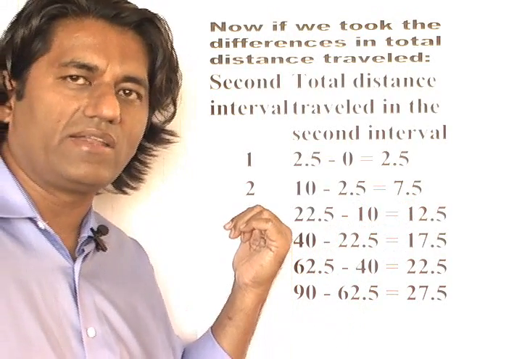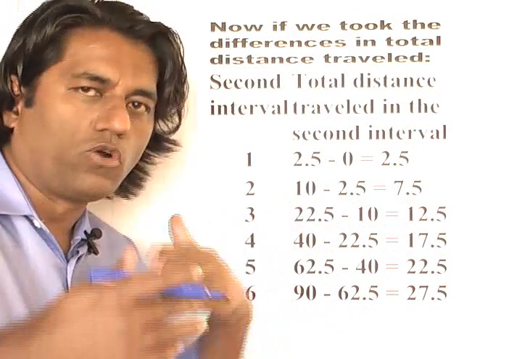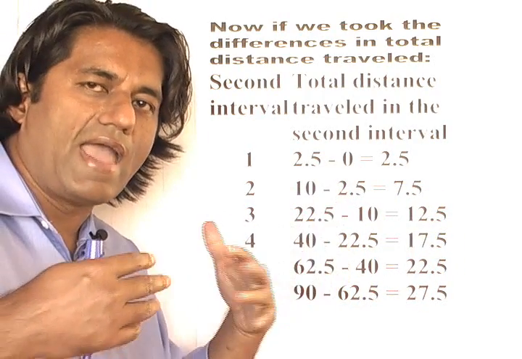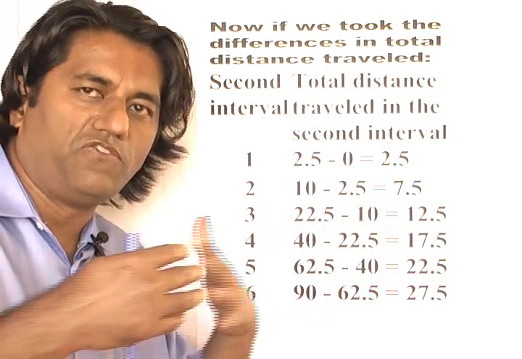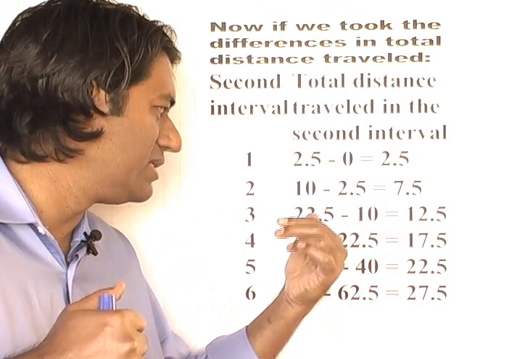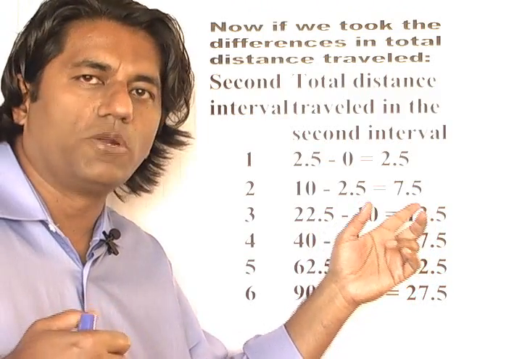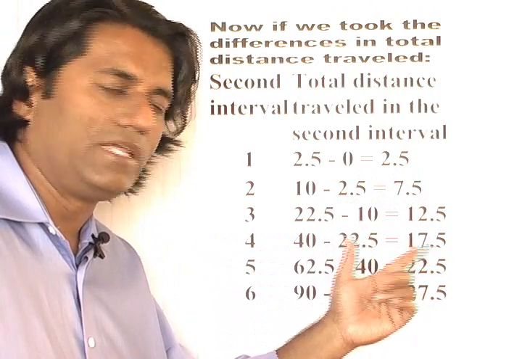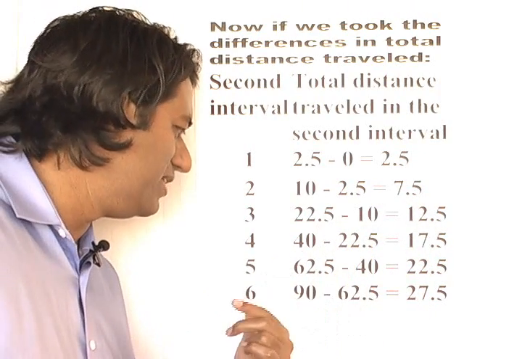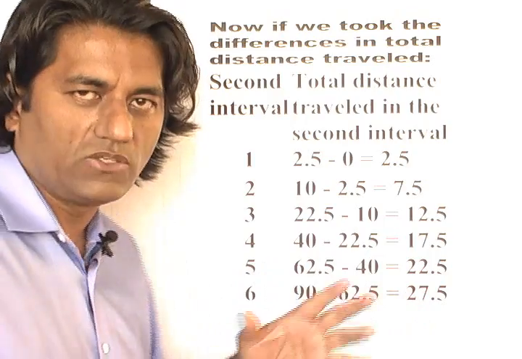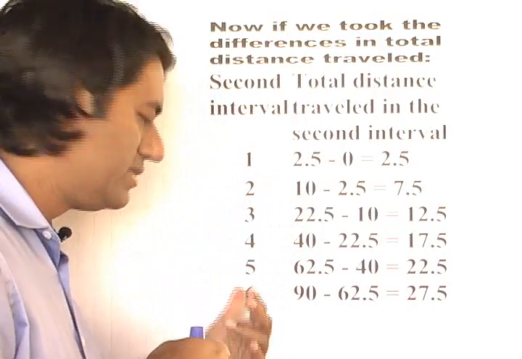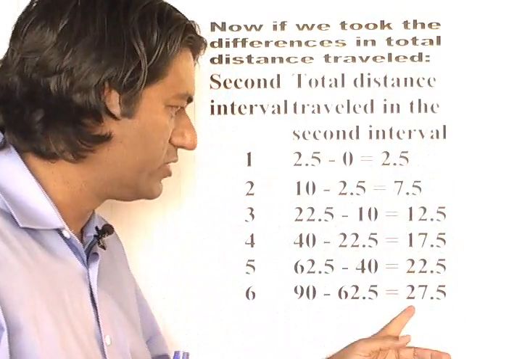In the third second time interval, the total distance after 3 seconds is 22.5, out of which 10 was traveled in the first 2 seconds. So in the third second time interval, 22.5 minus 10 is going to be 12.5. And similarly, in the fourth second, it was going to be 17.5, in the fifth second 22.5, and then the sixth second 27.5. Okay, so these are the different distances traveled in each second interval, from the first second interval to the sixth interval.